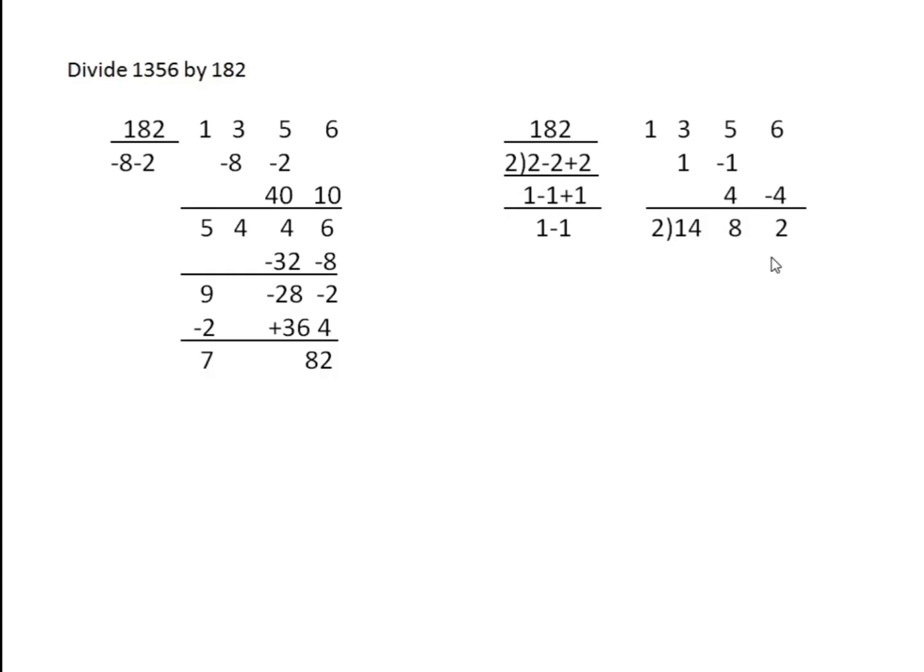But remember, we have to divide when you divide the divisor. So we divide this quotient, we get it as 7 and we get the remainder 82.